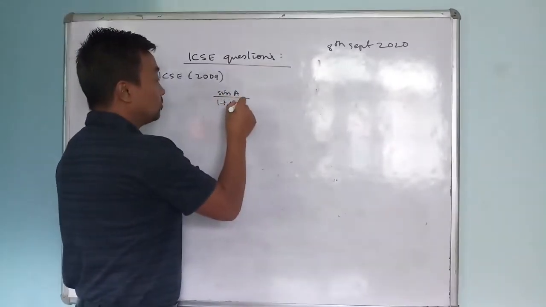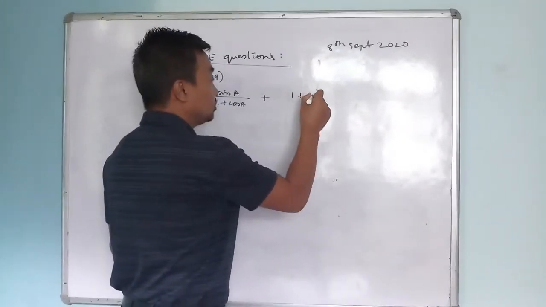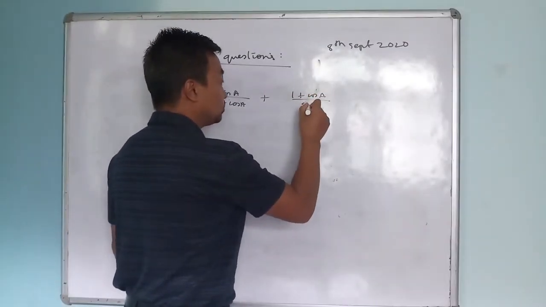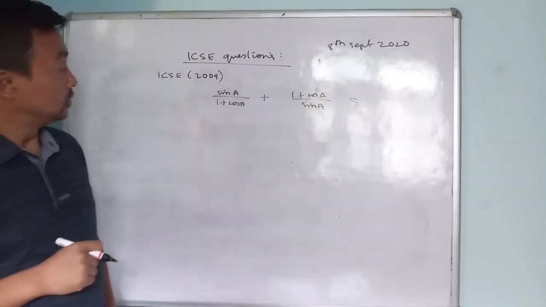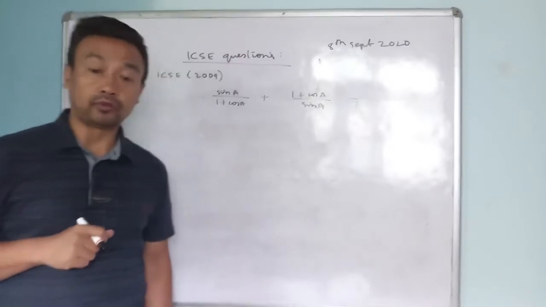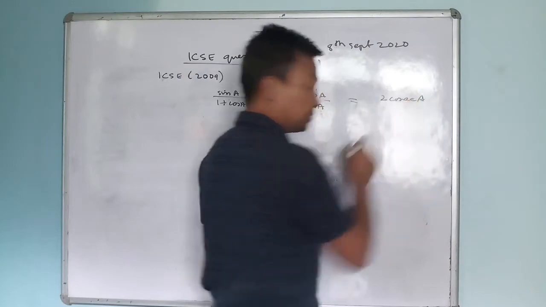Sine A upon 1 plus cos A. This is also similar to what we did just now. These two opposite trigonometric ratios are given in the form of fractions. On the right hand side is your 2 cosec A.